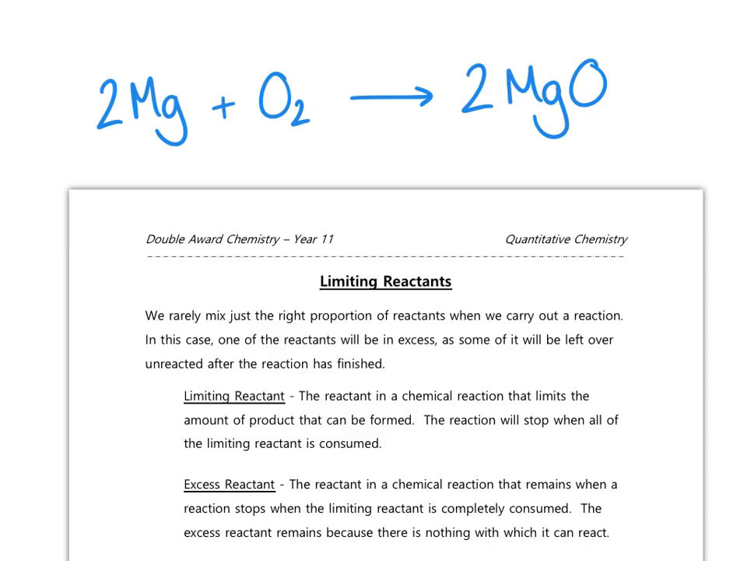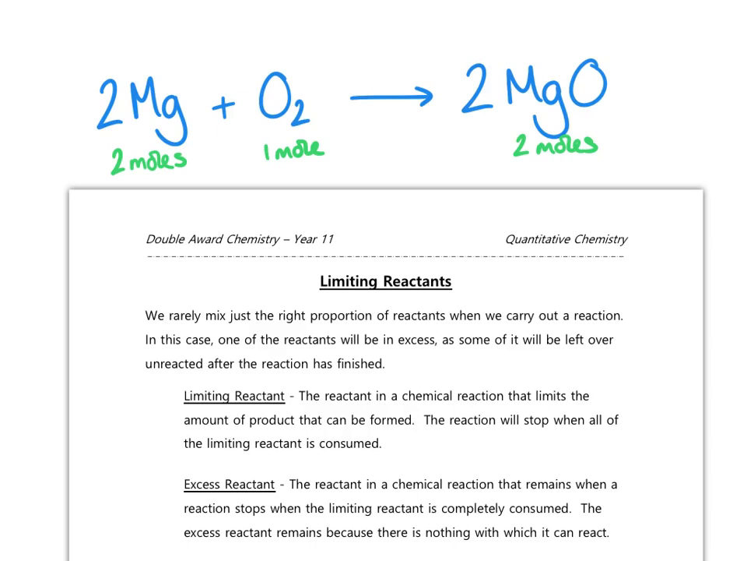So if we look at this equation above, which we looked at in our last video, what we're saying with this equation is that we need to mix a ratio of 2 moles of magnesium with 1 mole of oxygen to give me 2 moles of magnesium oxide. That's our ratio that we need to mix our reactants in, and the ratio of the product that will be formed. So we need to mix our magnesium and oxygen in a ratio of 2 to 1 moles, but we rarely do that.